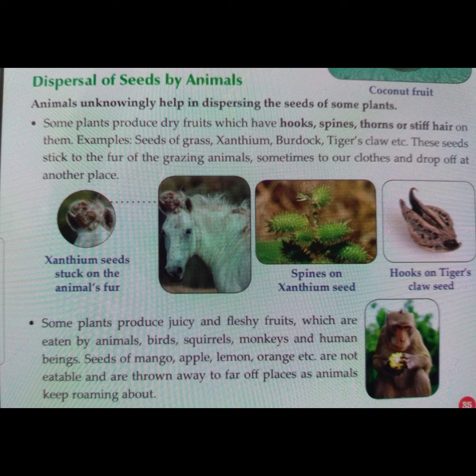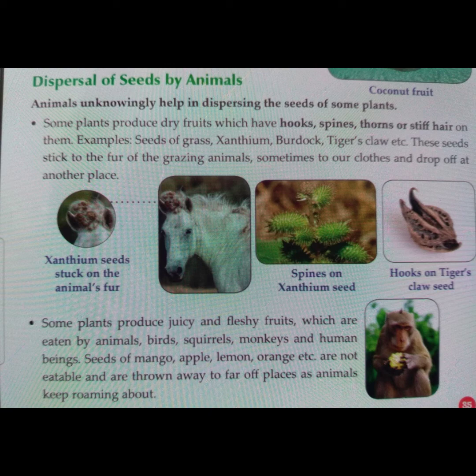Then xanthium seeds, which mostly stick onto the animal's fur. Next thing is burdock or tiger's claw, etc. They have a hook-like nature. Okay, they will stick onto the dresses or fur of other animals.